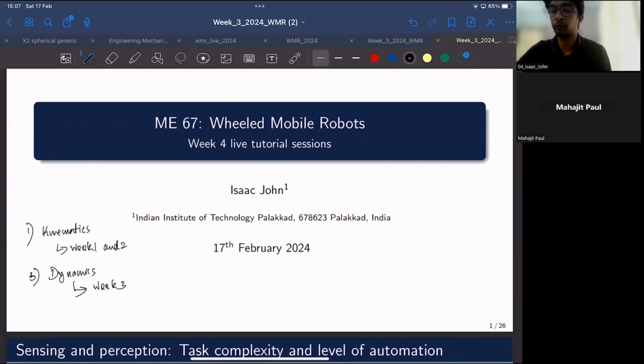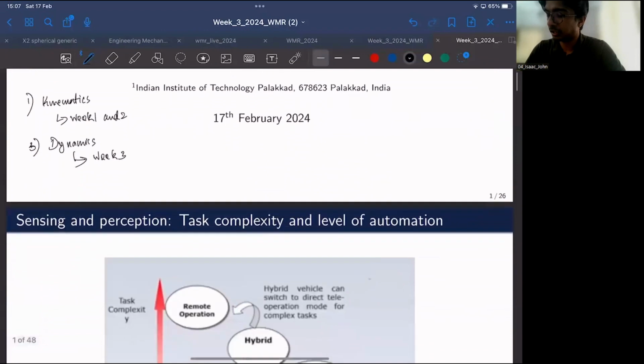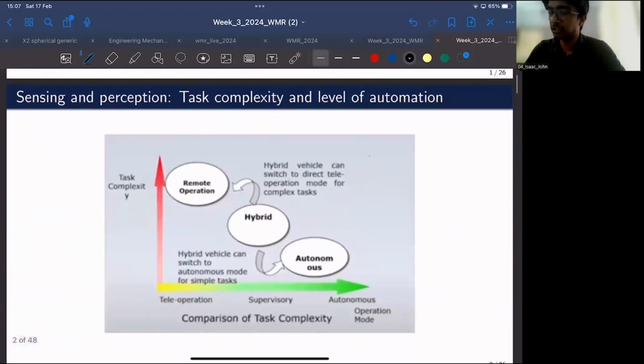So in order to facilitate a safe movement of a mobile robot, it requires sensors to perceive what is going on around in this environment. We'll discuss that. This week, as I said earlier, is mostly about sensing and perception, about the sensors and how we can use them to perceive what is going on around the environment.